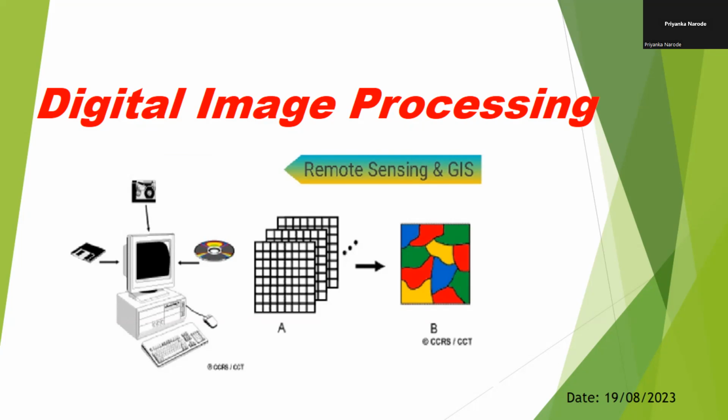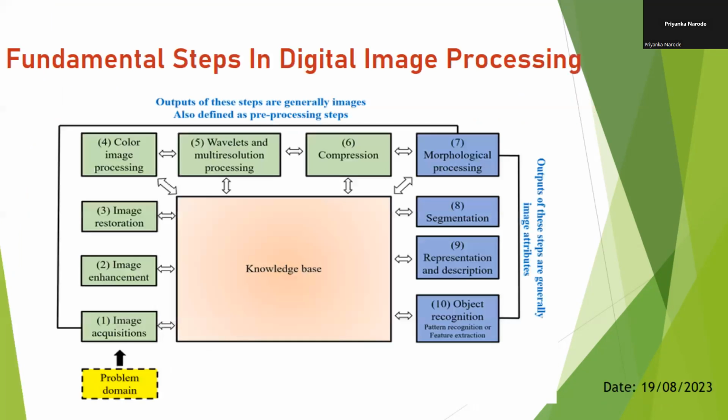Some of the fundamental steps in digital image processing. In digital image processing, there are a number of steps. First one is image acquisition. In image processing, it is defined as the action of retrieving an image from some source, usually a hardware-based source, for processing.